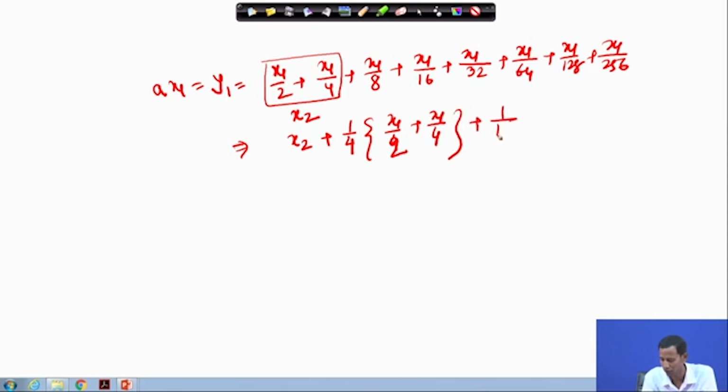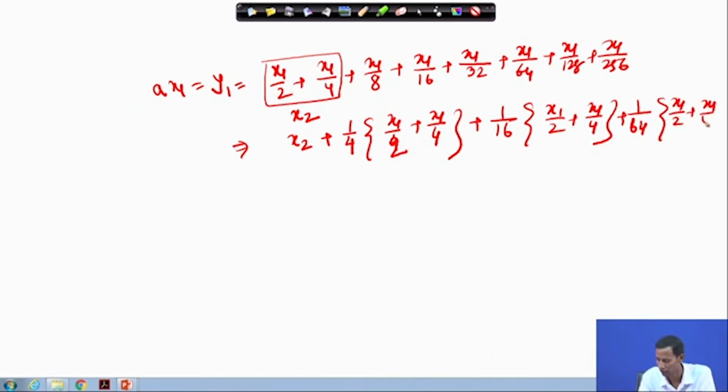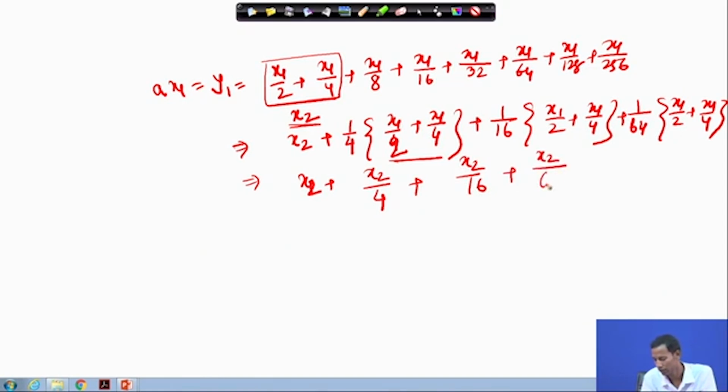Then if I just take common of this, so this also can be written as x1 by 2 plus x1 by 4, plus again here if I take common, so x1 by 2 plus x1 by 4, right. So, if I just take this x1 by 2 plus x1 by 4 as x2, how can I write it? x2 plus this is also x2. So, now it will become x2 by 4 plus here x2 by 16 plus x2 by 64.